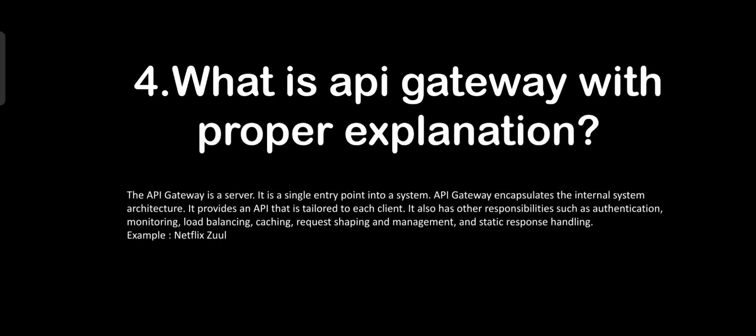What is API gateway with proper explanation? The best way I can answer this is, the API gateway is a server. It is a single entry point into a system. API gateway encapsulates the internal system architecture. It provides an API that is tailored to each client. It also has other responsibilities such as authentication, monitoring, load balancing, caching, request shaping management, and static response handling. One example of API gateway is Netflix Zuul.